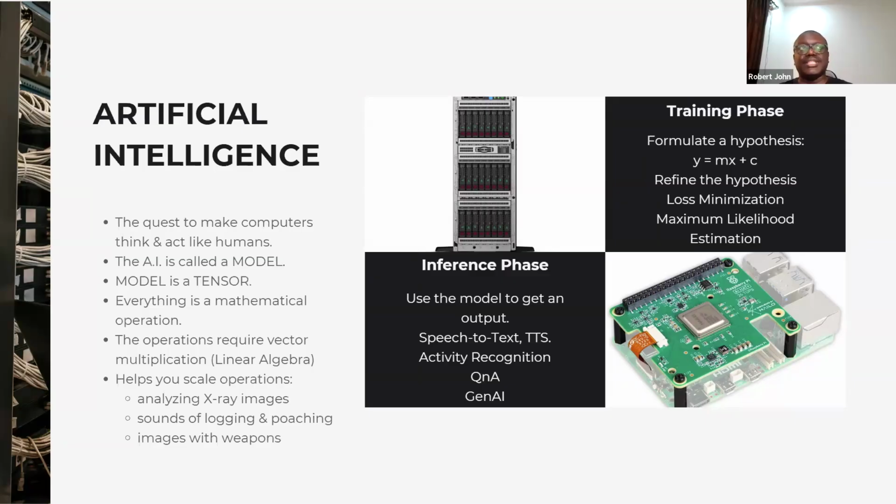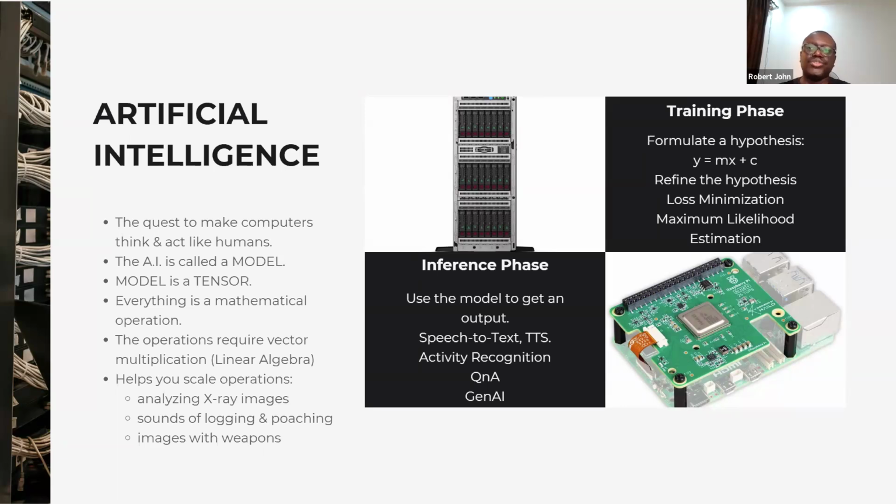Now, the model itself is a tensor, and a tensor is a multidimensional matrix. And we will come back to talk about the multidimensional matrix in a little bit for you to understand why we have certain types of computational requirements when we talk about machine learning. Right. Now, we've mentioned that the model is a tensor, so everything is a mathematical operation when it comes to artificial intelligence. There are 2 stages to artificial intelligence. And so if you look at the photograph to the right, there's a training phase and there's an inference phase.